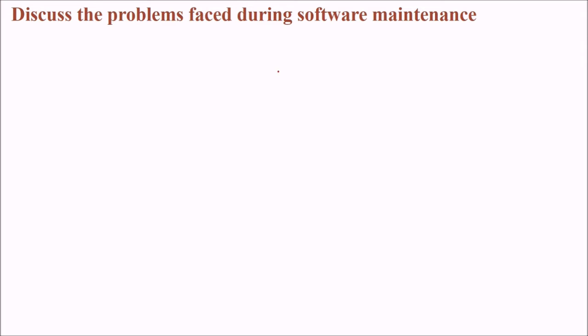Discuss the problems faced during software maintenance. What are the problems faced during software maintenance? Software maintenance is the change, modification, or enhancement of the software after it has been deployed or given to the consumer or the users. Now, software maintenance is of 4 types: preventive, corrective, adaptive, and perfective, depending upon the need, depending upon the requirement. These are the 4 types.